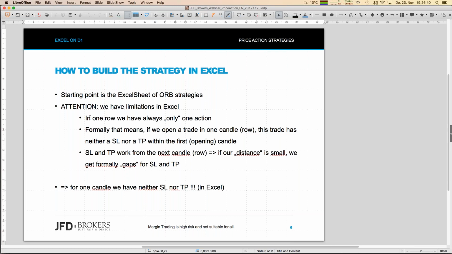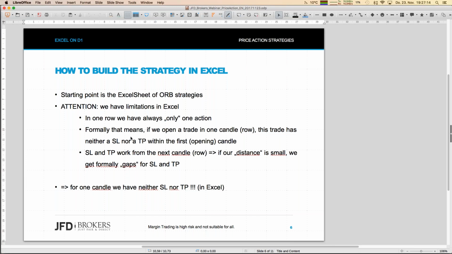if you don't know within the second candle which event, stop loss or take profit, happens first, we always assume the stop loss. So we have a worst case principle within this kind of strategy, which is good because in real life it can only be better. But in this case, for the first candle, formally we have no take profit and no stop loss. I just have to remind you of that.